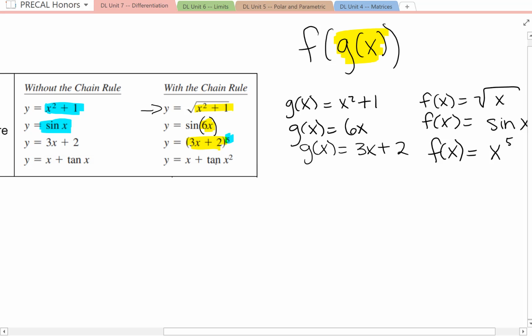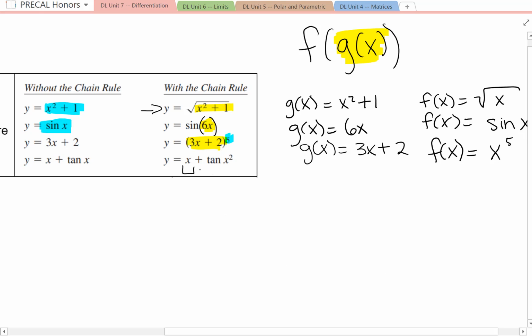But here we have tangent of x squared. This is not tangent squared of x. This is tangent of x squared. If it were tangent x times tangent x, then you would get tangent squared x, is how it would be written. Okay, so this is tangent of x squared.